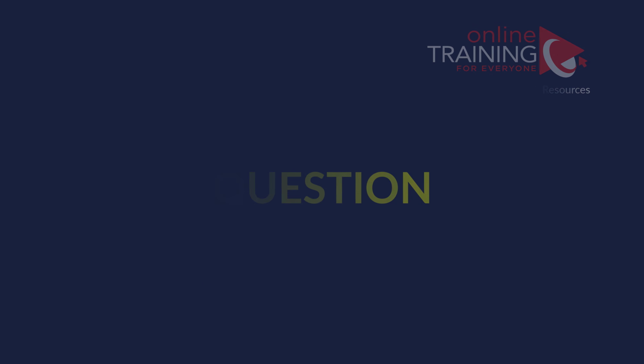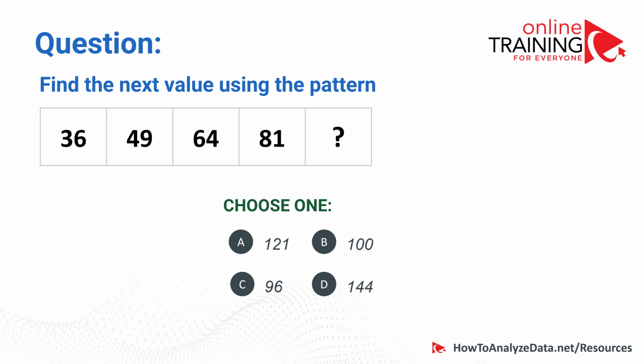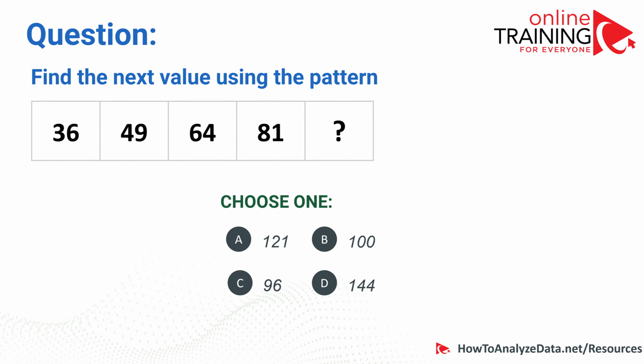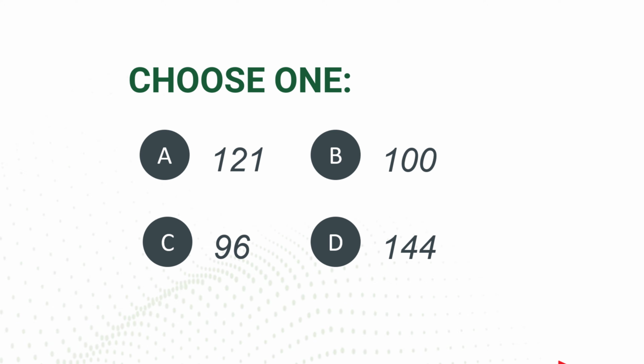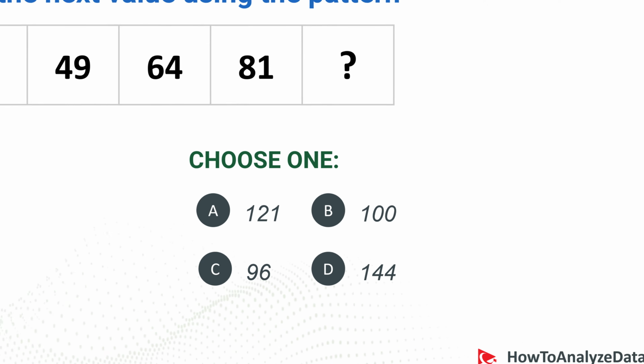Now let's look at the very tricky question, which is frequently used as part of a variety of different tests. Find the next value using the pattern, and you're presented with the patterns of values 36, 49, 64, 81, and you need to find the next number. You have four choices: 121, 100, 96, and 144. What do you think is the right choice here?